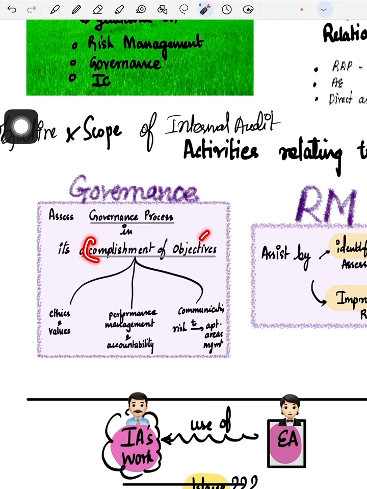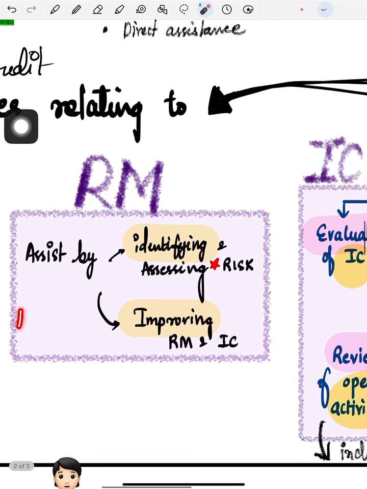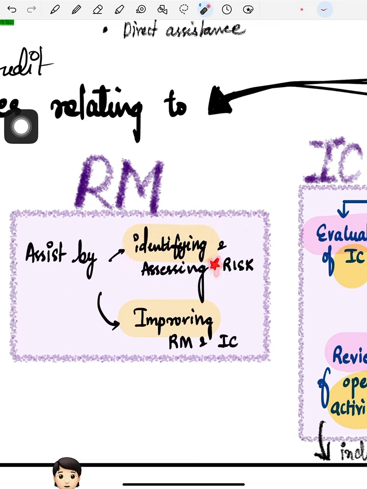So what are those specific objectives? Ethics and values, performance management and accountability, and communication of risk to appropriate areas of management. Whether the governance process is functioning properly or not, that is the first objective of the internal audit department. Next, we have risk management. It assists the management by identifying and assessing significant risks. This red star means significant. It also helps in improving risk management and internal control. This is the second objective.